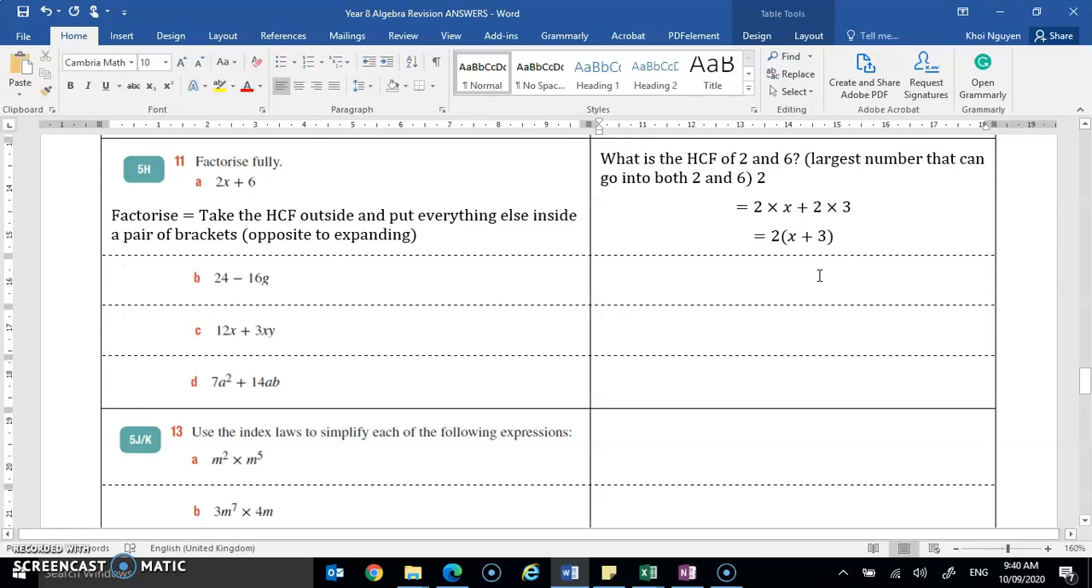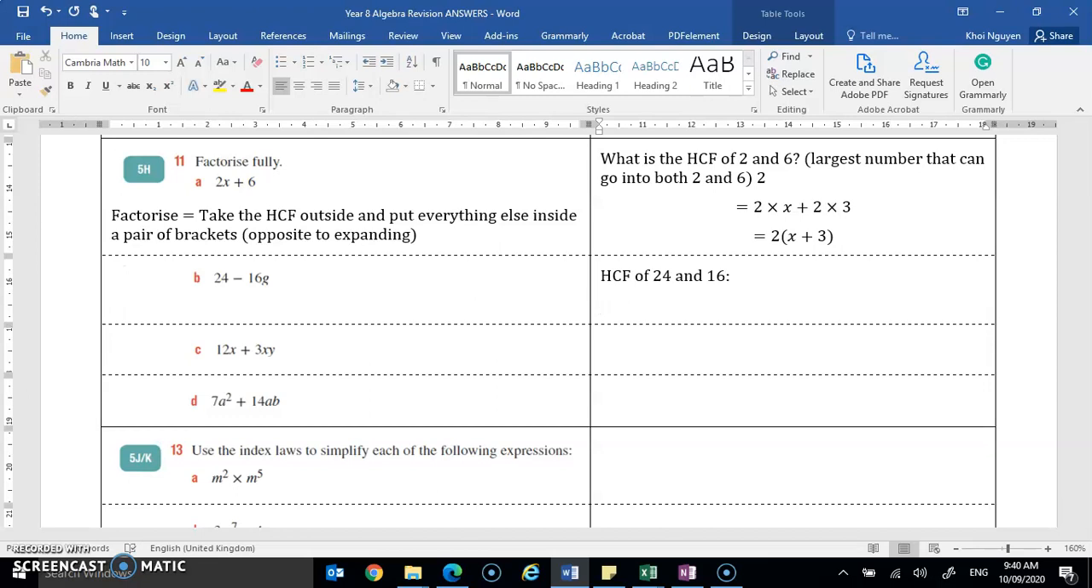So for B here, first thing, highest common factor of 24 and 16. So what do we do? If you can't figure out right away what's the highest common factor, what you can do is list all the factors of 16 and 24.